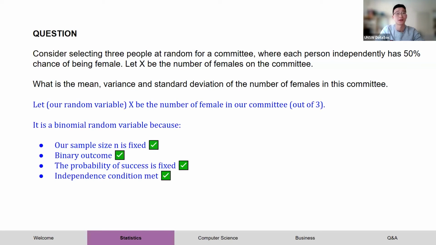Now, it's useful to note that our random variable X is a binomial random variable because its sample size and probability of success are fixed. You also know that there's a binary outcome and that the independence condition is met.